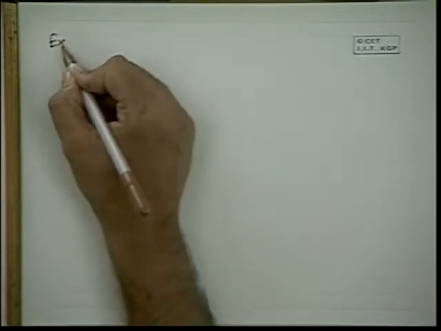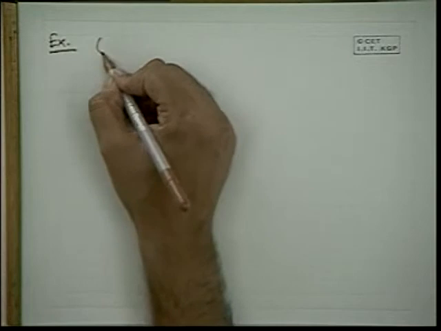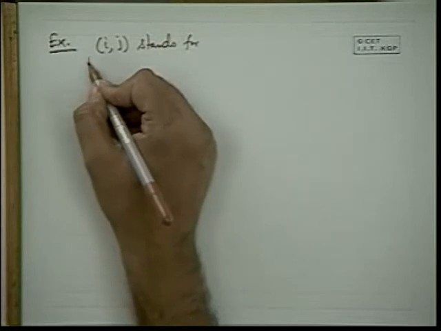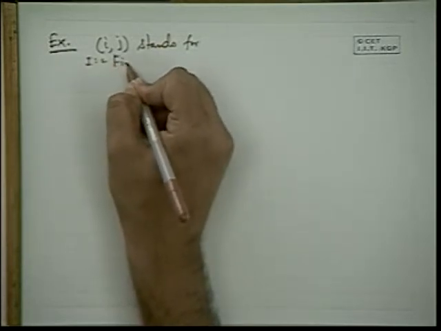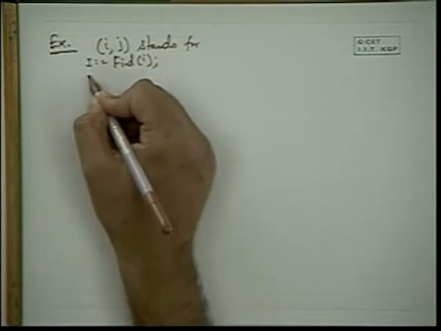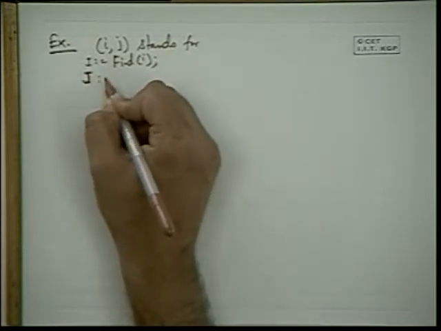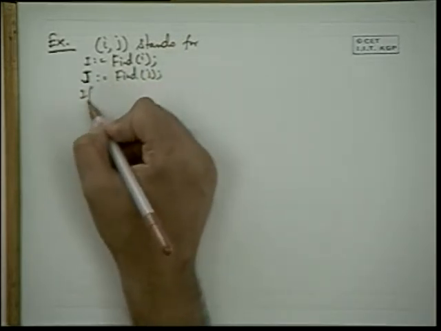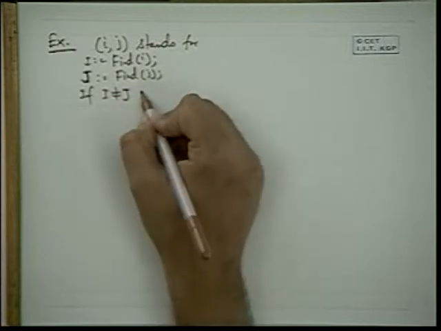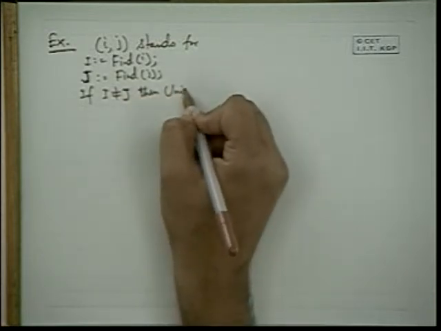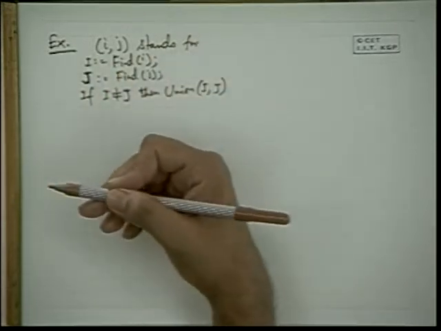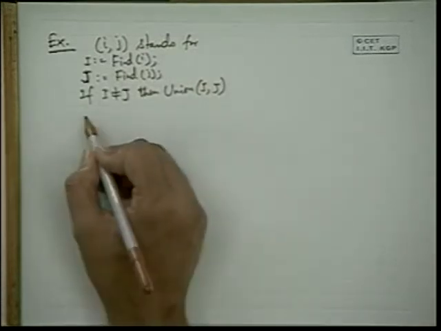So let me take an example, which will then be very clear. I am assuming i, j now stands for: i is equal to find(i), j is equal to find(j), just like Kruskal's algorithm. If i is not equal to j, then union(i, j). Whenever I write i comma j, it means these three operations.